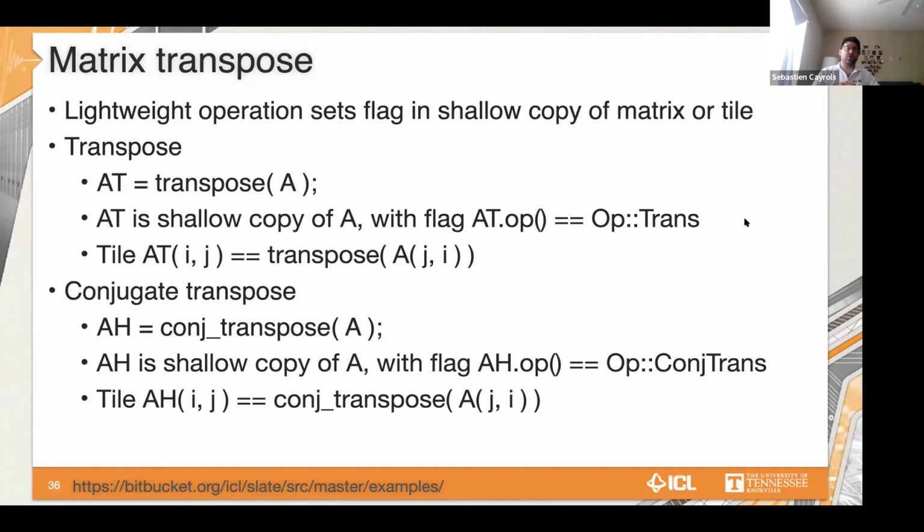We have the same with the conjugate transpose. We can create the matrix AH, which is a conjugate transpose of A. And now AH is also a shallow copy of A, where the op flag is conjugate transpose. And again, if you try to check, the tile ij of the matrix AH is the conjugate transpose of the tile ji of the A matrix.